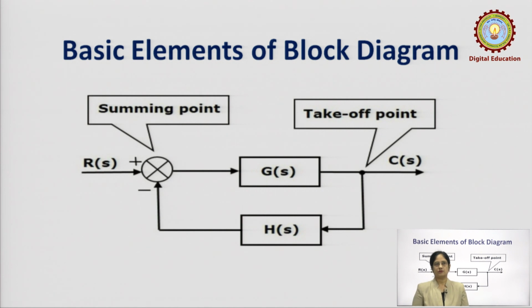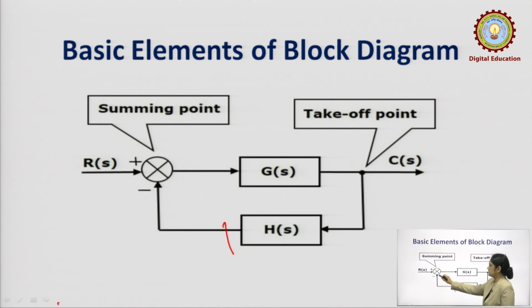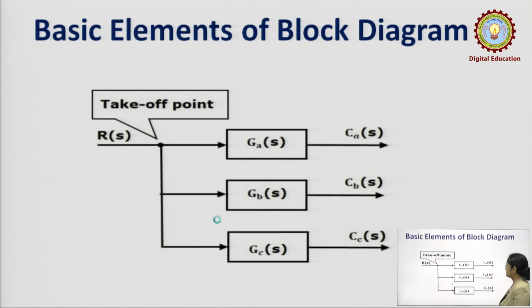So, to start with, the first element is the summing point. This symbol with a plus minus or plus plus represents a summing point, and this is a block G of s, H of s. What is written here is the block, R of s is the input, and C of s is the output. Here the arrow mark indicates that the signal is now fed back to the input. So, this symbol represents the summing point.